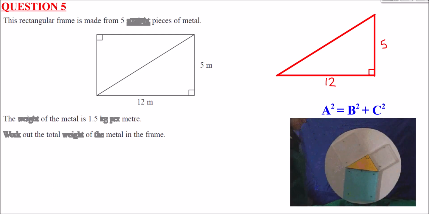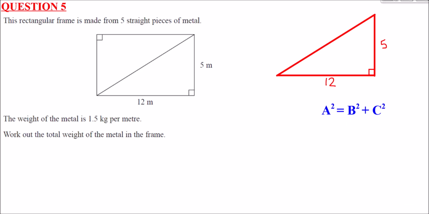So if that diagram is annoying you or putting you off, I'll just close that away. Hopefully you've seen it now. I'm going to call this A, because that's my hypotenuse, or call it h squared if you want, h for hypotenuse. So hypotenuse squared is 12 squared plus 5 squared.